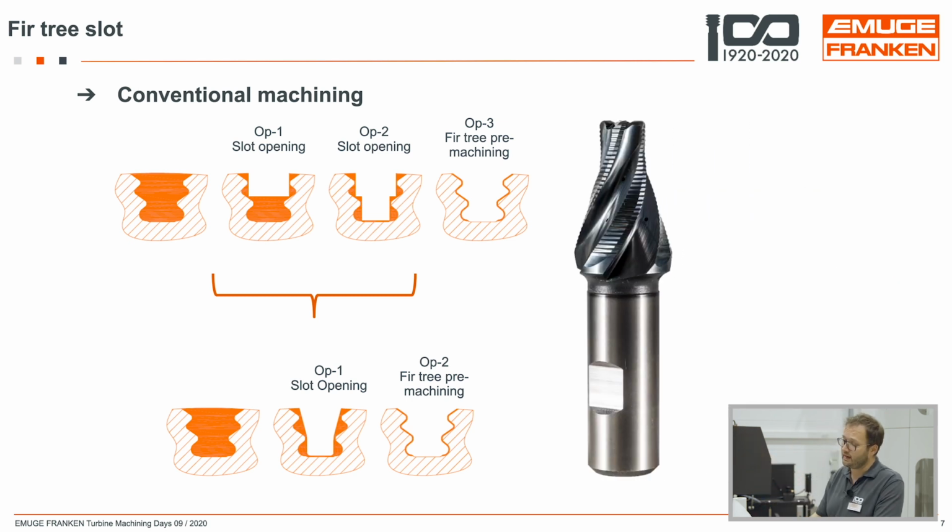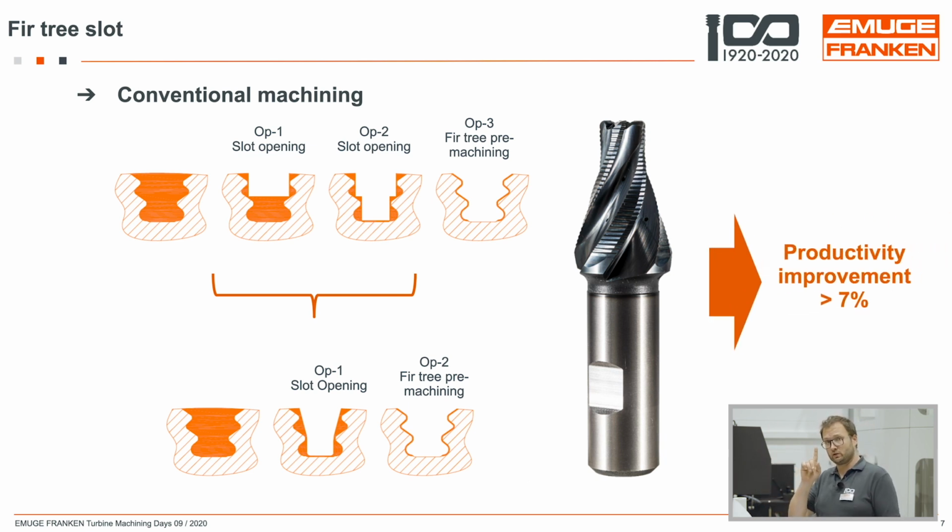The tool that we see now on the screen, this conical pre-cutter with a cylindrical part, makes it possible, just because of the use of this one tool instead of two, to reduce the machining time and improve productivity by more than 7%. Just because we are using one tool and making fewer passes, we are saving time. A very easy solution that is made possible by this modern machine.